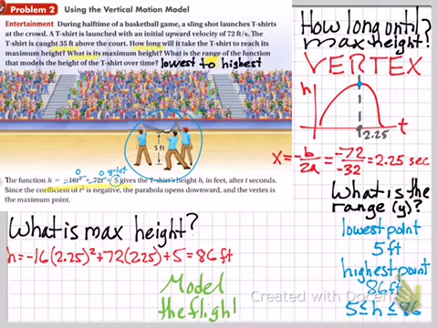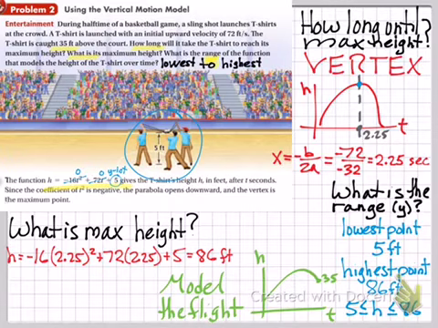Lastly, just to model what is going on in this specific problem, it's a good idea to be able to imagine what's really happening here. Basically, you have your h and t axis. You have your starting point, which would be at 5 feet. That would be right down here. And then it will end.